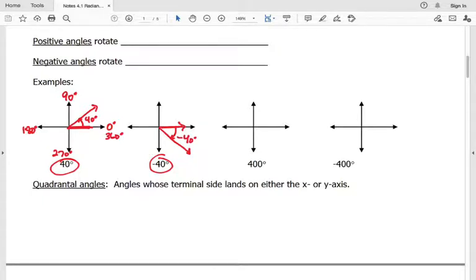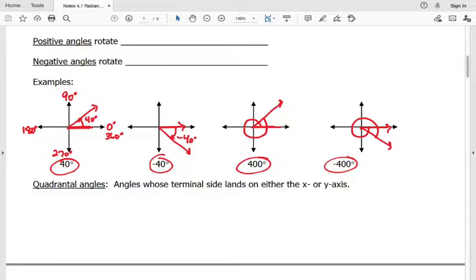400 degrees, again, start here on the positive x-axis. And because it's a positive 400 degrees, we're going to go counterclockwise. A full circle is 360, and then I'm going to go another 40 degrees past that, which puts me right here. So that would represent a 400-degree angle. Negative 400 degrees, again, start here on the positive x-axis. Because it's negative, we're going to go in the clockwise direction, a full circle, and then another 40 degrees past that. So that would represent a negative 400-degree angle.